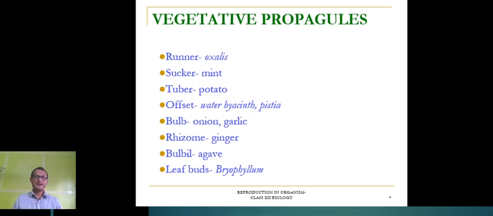Okay, now comes asexual reproduction in the case of higher plants, which is also known as vegetative propagules.